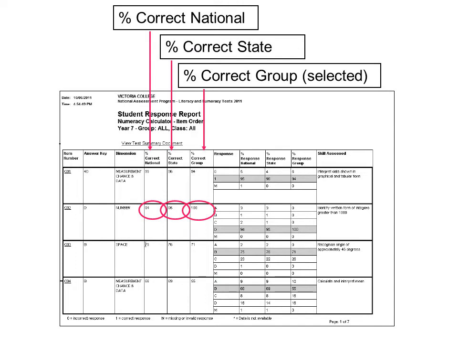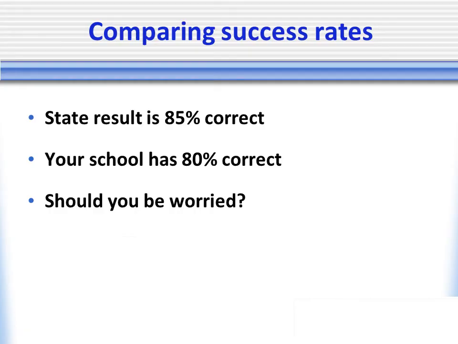The middle columns tell us the percentage that was correct for the nation, the state, and the particular group that you're looking at, your school cohort or a particular class, depending what's been selected. Question is, how did you go in relation to the state? If the state result was 85% correct and your school only had 80% correct, would you be worried?